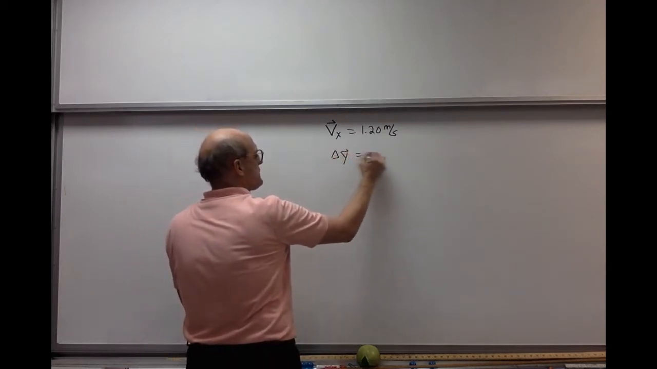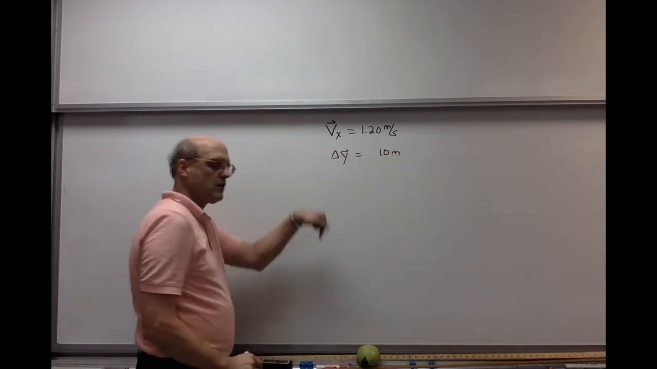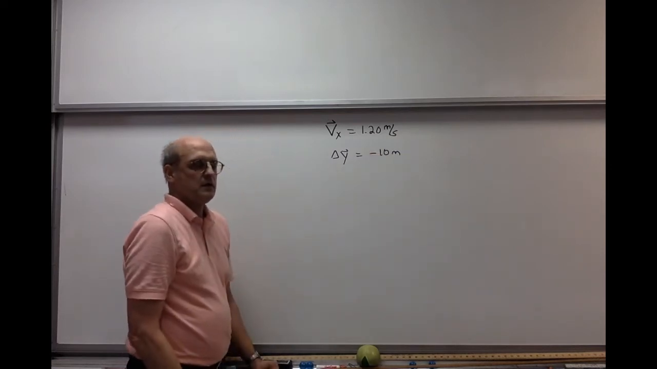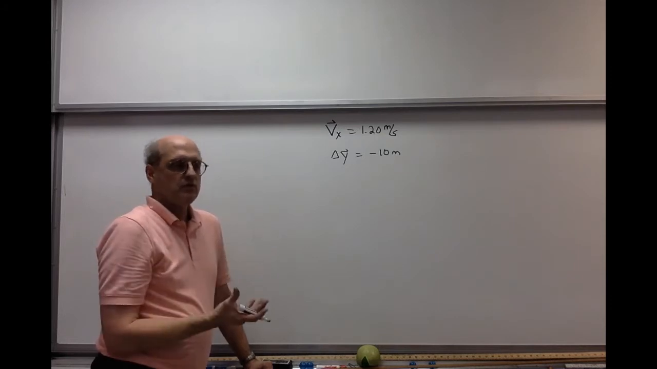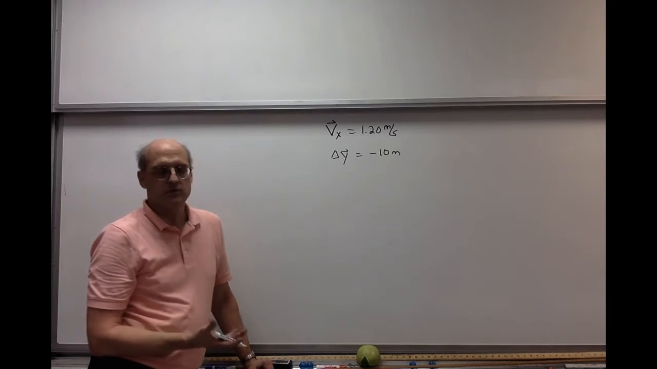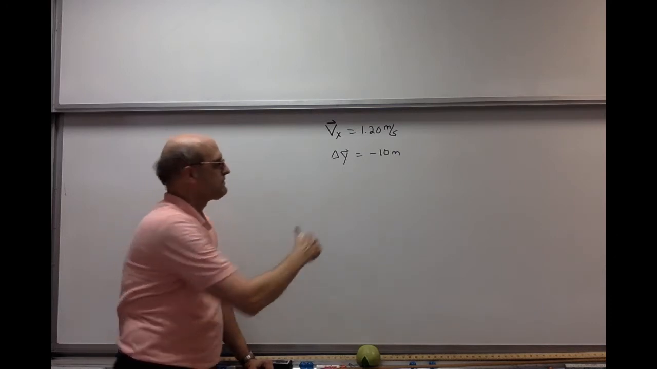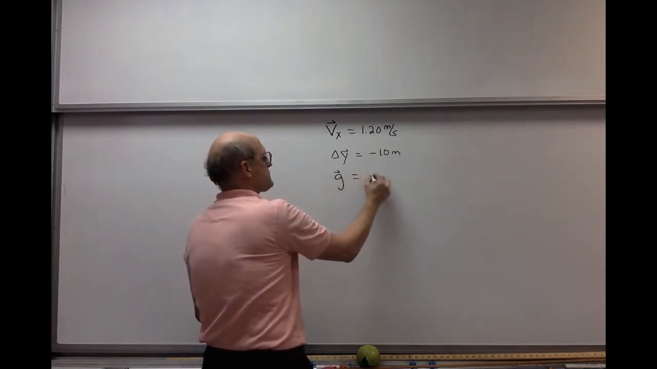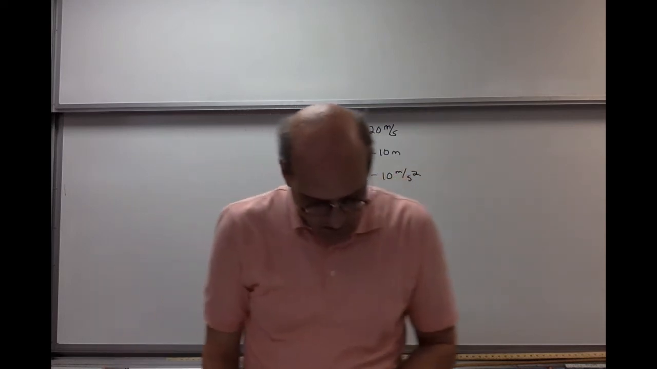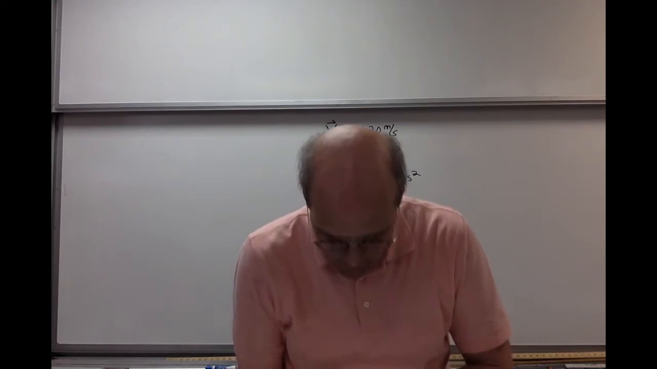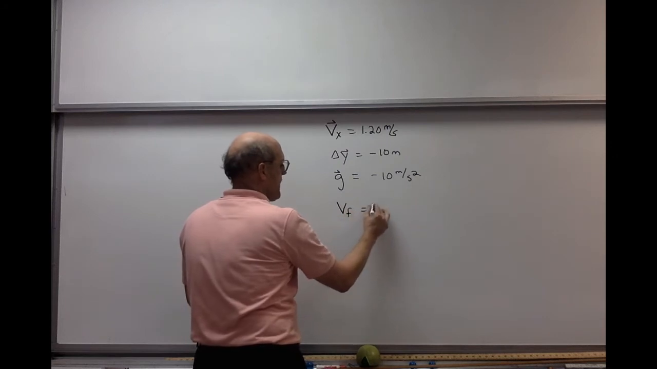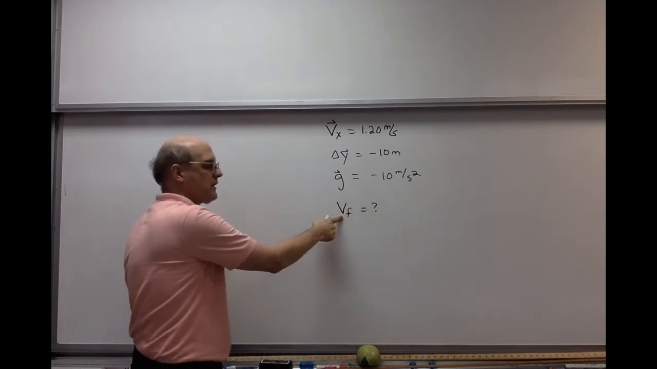So that's 10 meters down, and we usually call down negative. So it's negative 10 meters. Now, the diver is accelerating, and he would be accelerating at 10 meters per second squared in the downward direction, and that's due to gravity. So that's negative 10 meters per second squared. And we're asked to find the speed just before striking. So we're looking for the magnitude of the final velocity.